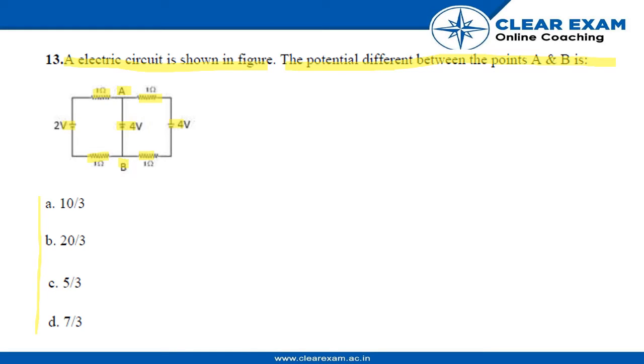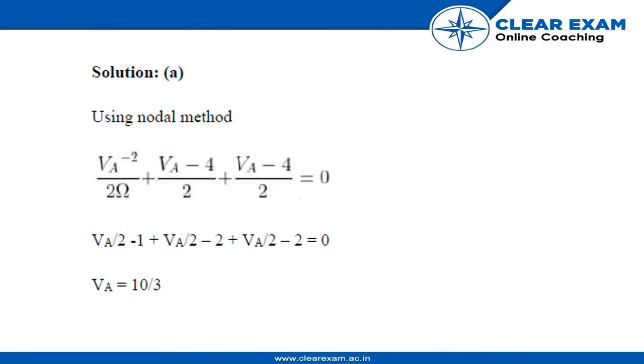So to find the potential difference between point A and B, we can use the nodal analysis method, which is a part of KCL, Kirchhoff's current law. So basically, the total current in equals the total current out. This is the basic application of the nodal analysis. Let's see the explanation part.